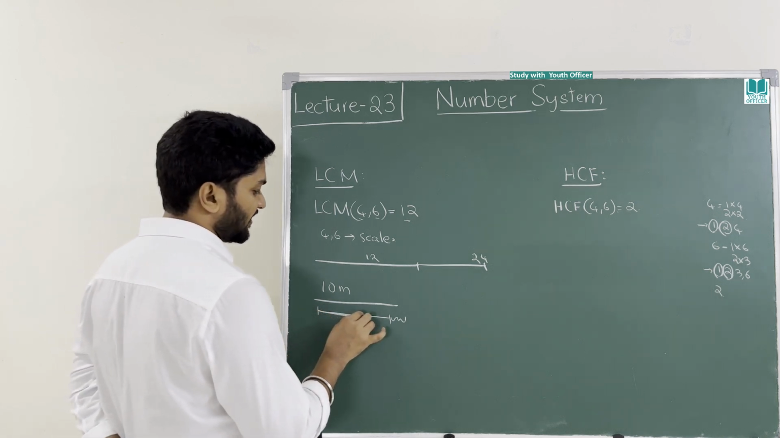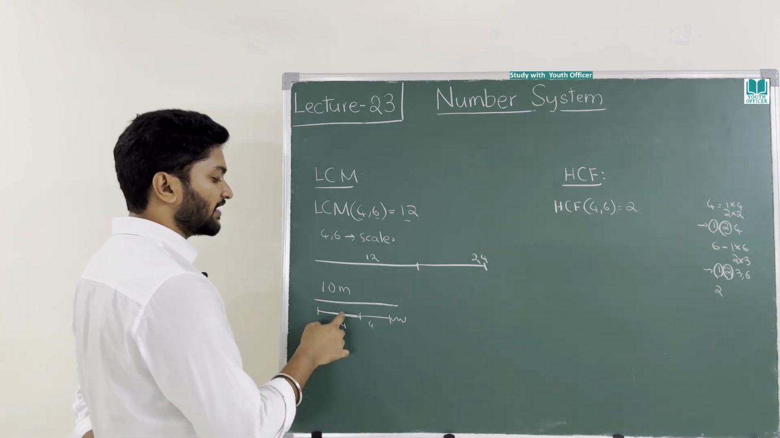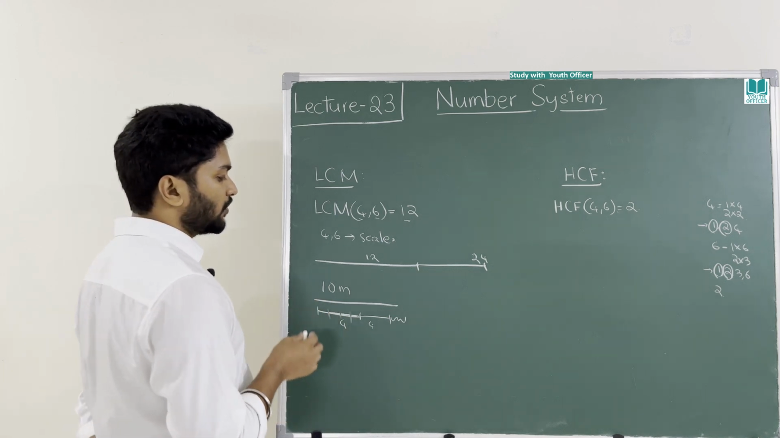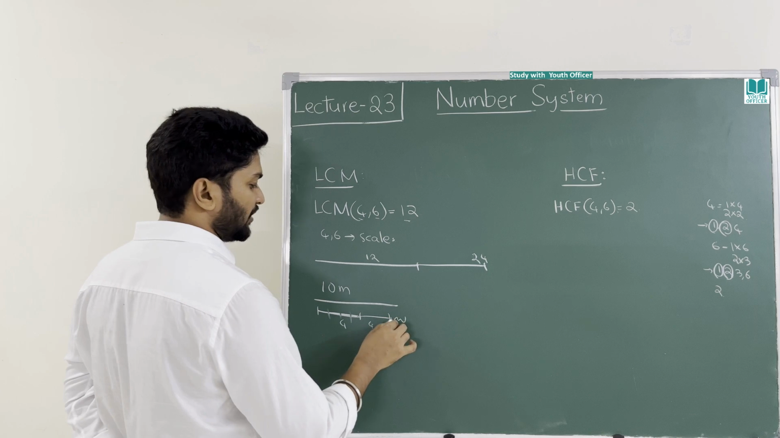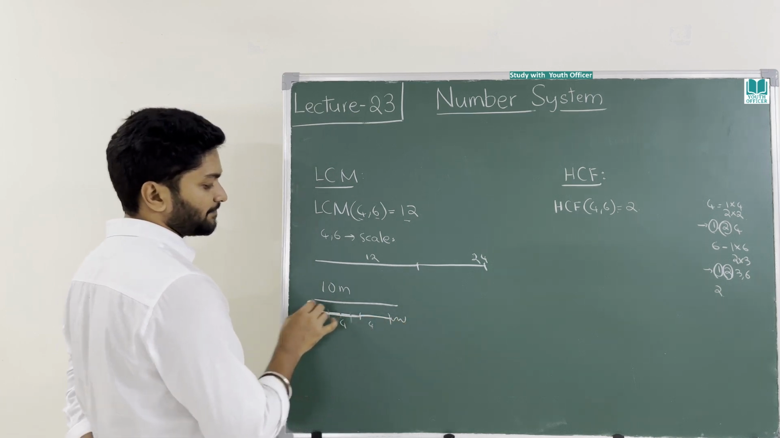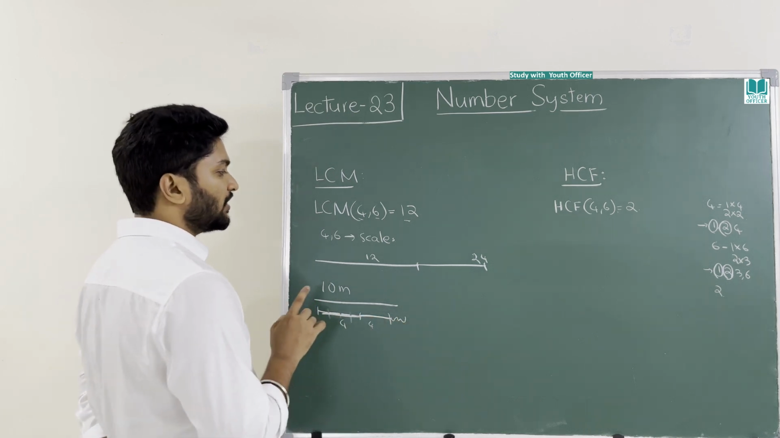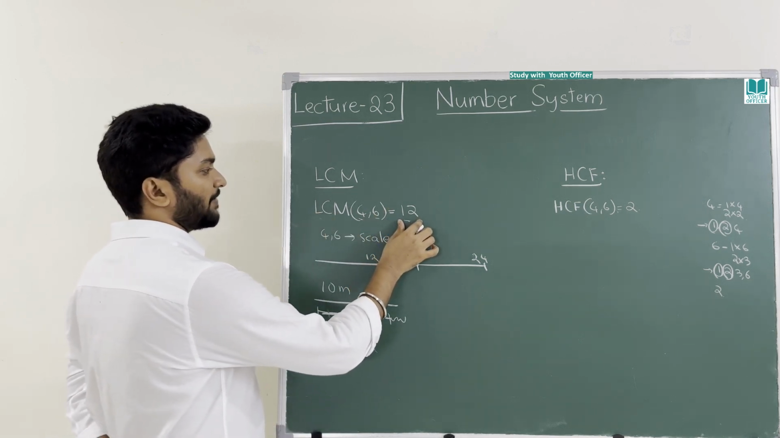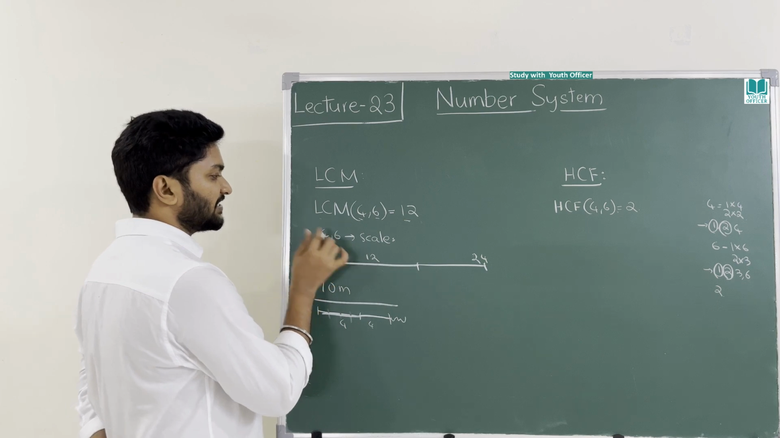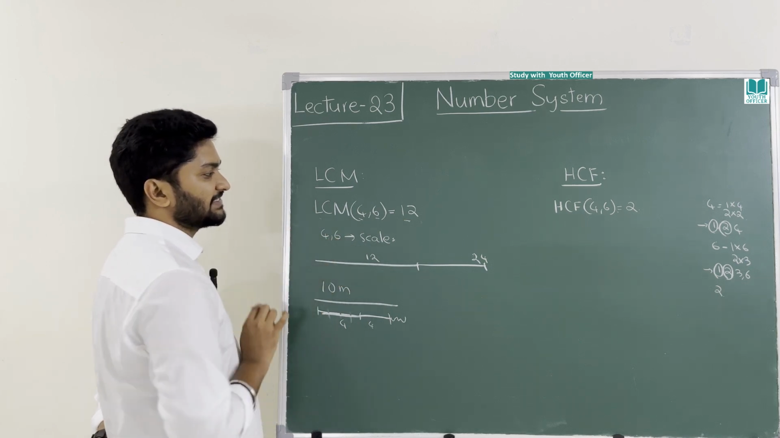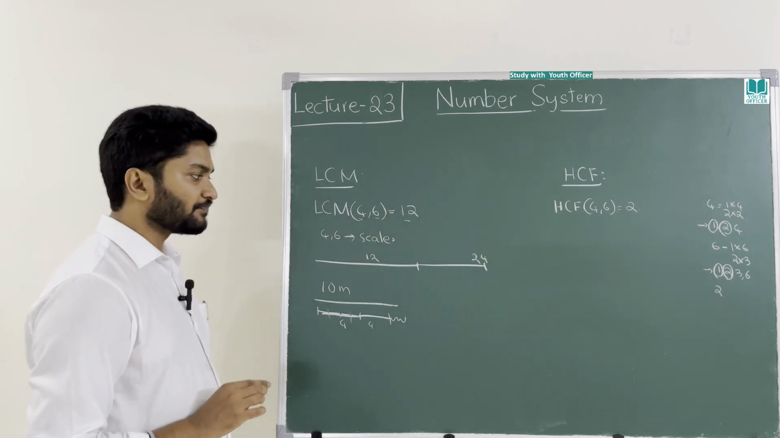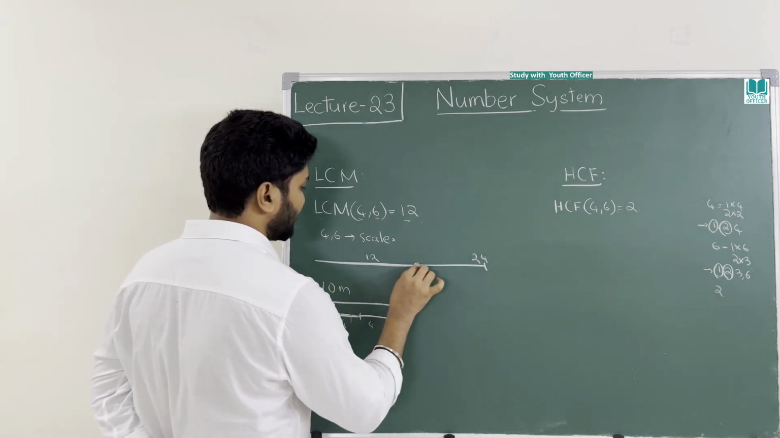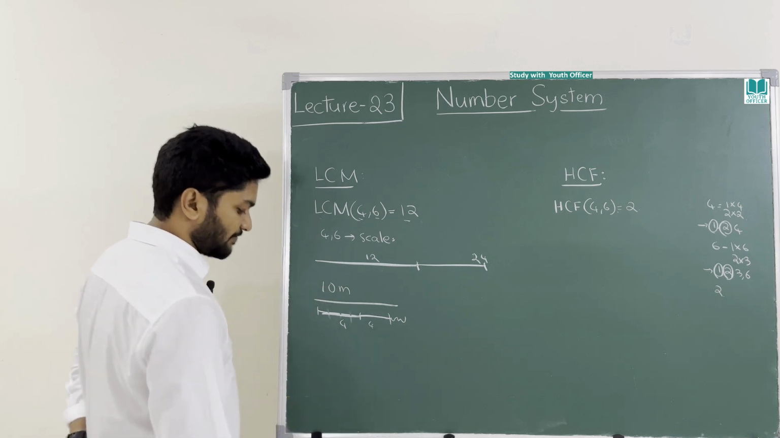Because this is of length 4 only, there is no 2 marking, there is no 3 marking, there is no 1 marking. When you don't know exactly, you should be able to measure that. Then only it will be called LCM. The minimum pipe length required which can be measured with both scales is its LCM. That means you need a minimum of 12 meters length in order to get it measured.